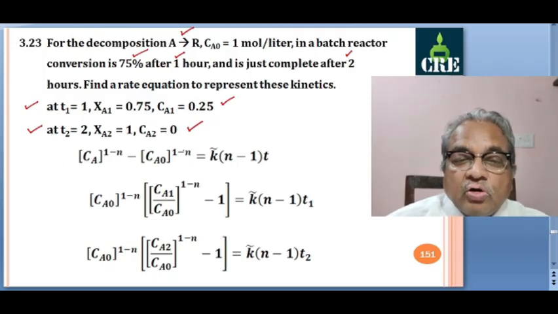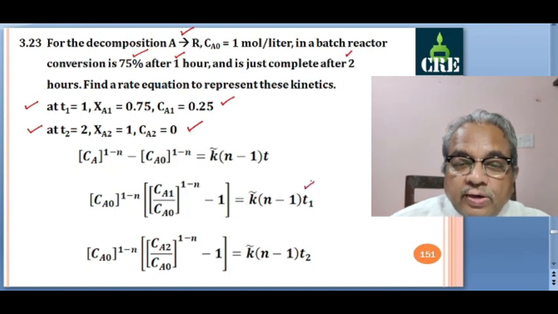We now use the nth order kinetics integrated form of the rate law, which we have derived. So what is the final form? Ca raised to 1 minus n minus Ca0 raised to 1 minus n is equal to the rate constant k bar into bracket n minus 1 into t. So I write two equations for these two cases, two points, that means T1 and T2. So for T1, I write Ca is equal to Ca1, for T2, Ca is equal to Ca2.